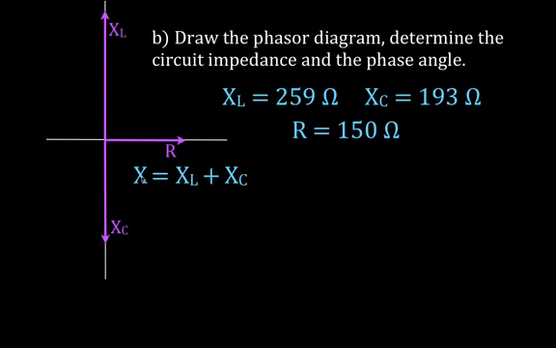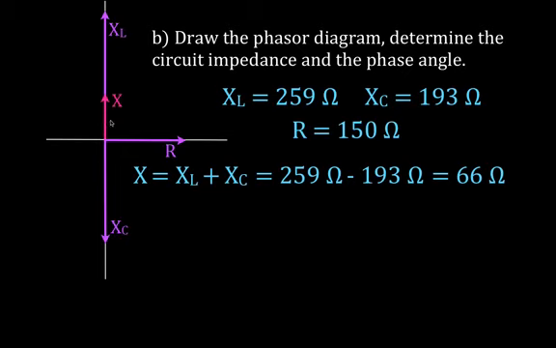So I'm just going to call that X, the sum of these two, XL plus XC. XL is 259. I put a negative because this points in the negative direction, negative 193. So I'm adding a negative value, and I get that the sum of these two vectors is a positive 66 ohms. Okay, so I'm going to represent that with this pink, red vector. That's X, that's the sum of these two. Now I can add this vector to this vector, and then I can get the impedance. And I want to point out that you'll notice this vector points in the positive direction.